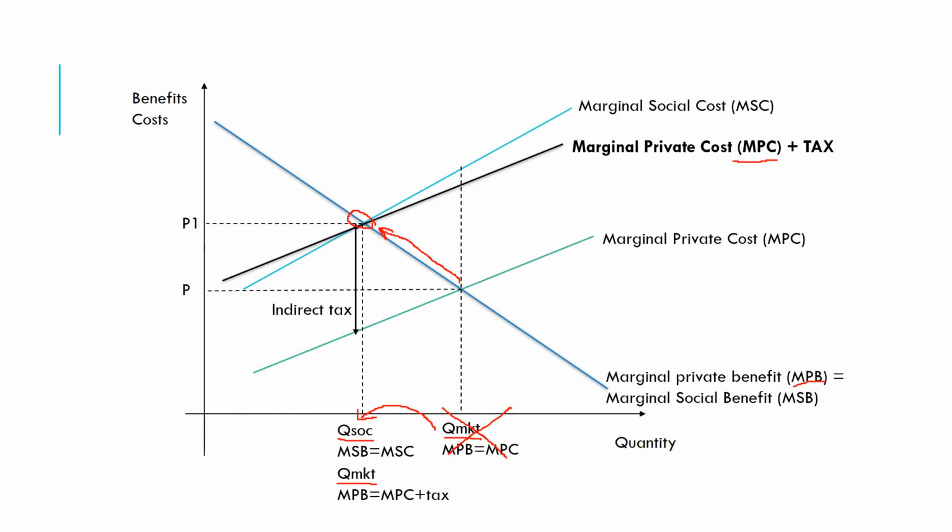So this analysis can show us how the introduction of a tax on cigarettes, or the introduction of a tax on something, an activity that possesses negative externalities, can alter the habits of the private individuals in such a way that the quantity they then produce matches the quantity we want from society's perspective.